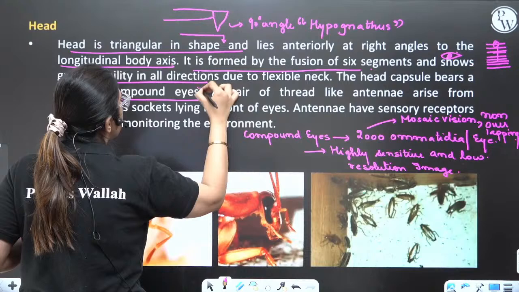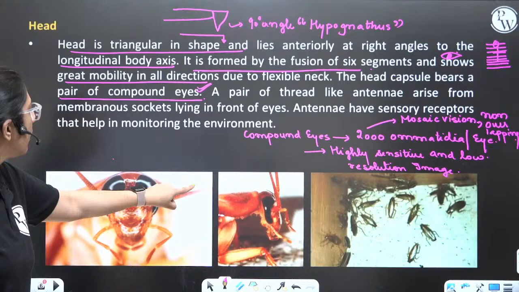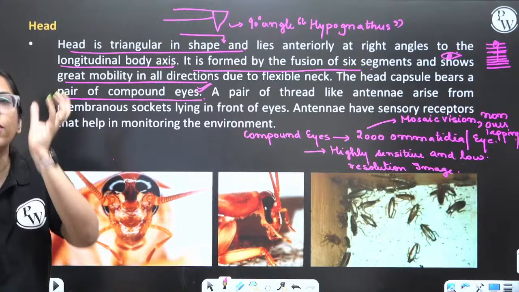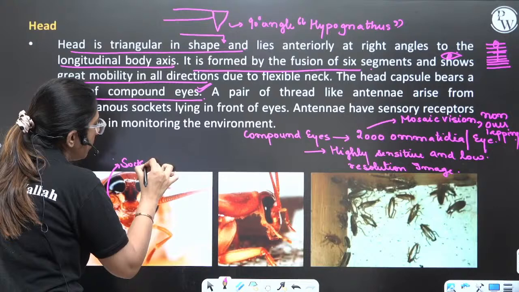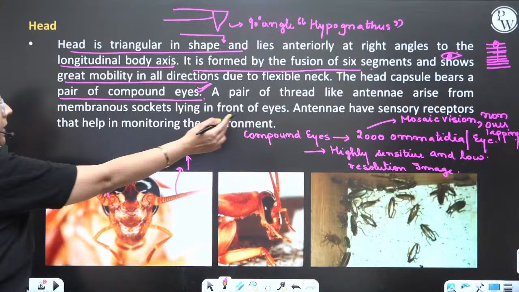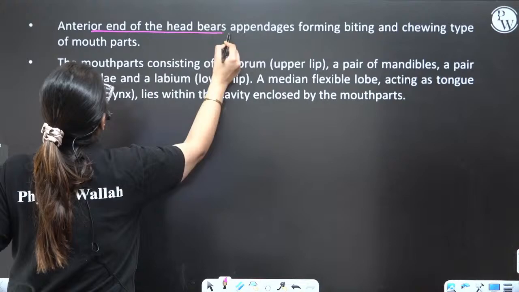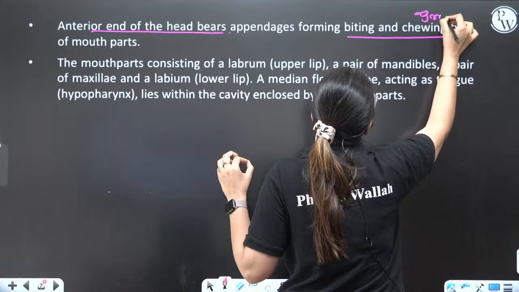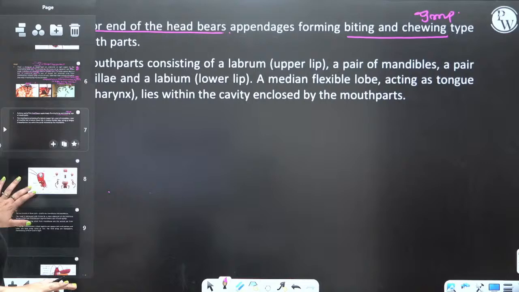Next, you can see here they have the antennae. Antennae arise from in front of the eyes and they have a socket. If you see here, this is the socket, and from the socket these antennae arise, which are highly sensory in function. Antennae are the sensory receptors which help in monitoring the environment. Moving on, the anterior part of the head bears appendages, biting and chewing type. Super important question: biting and chewing type of mouth parts are there in the head region. Now, what all things are present in the head? The mouth parts. Let's have a quick look. Here we talked about the antennae. Done. This point is clear.